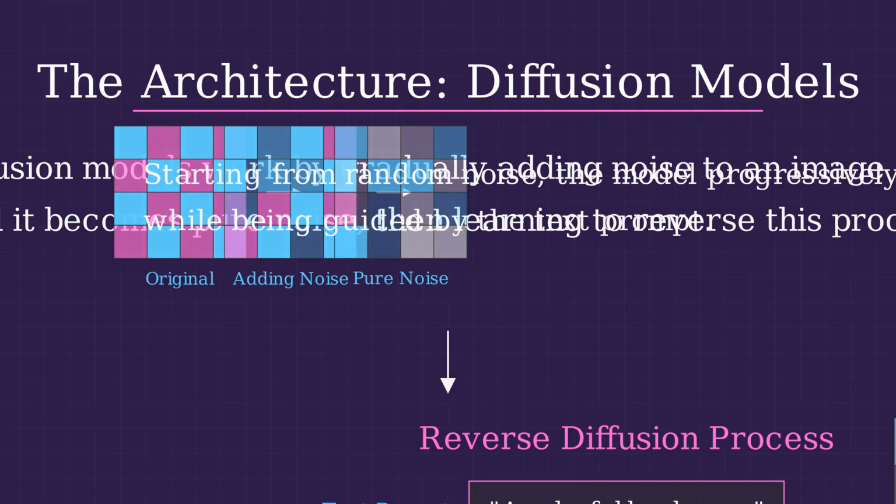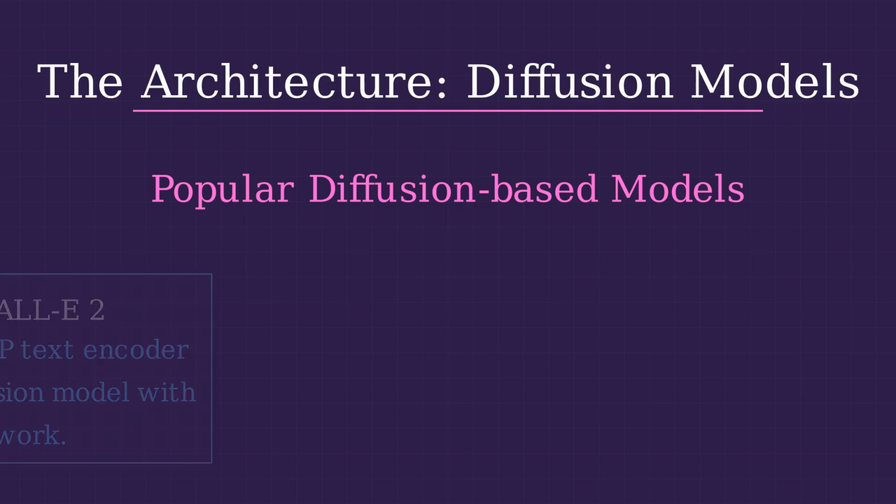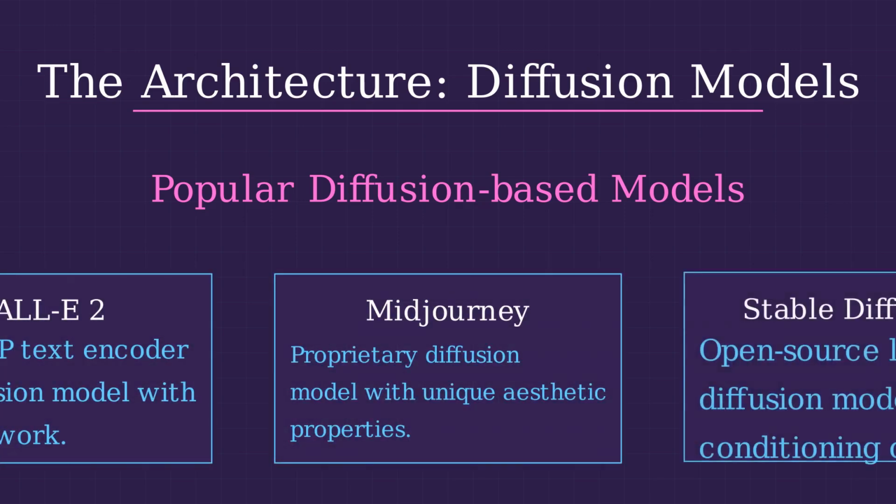image. Popular models like DALL-E 2, Midjourney, and Stable Diffusion all use variations of this diffusion approach. All these models follow the same fundamental principle. They add noise gradually to images during training, then learn to remove that noise step by step while following text guidance during generation.